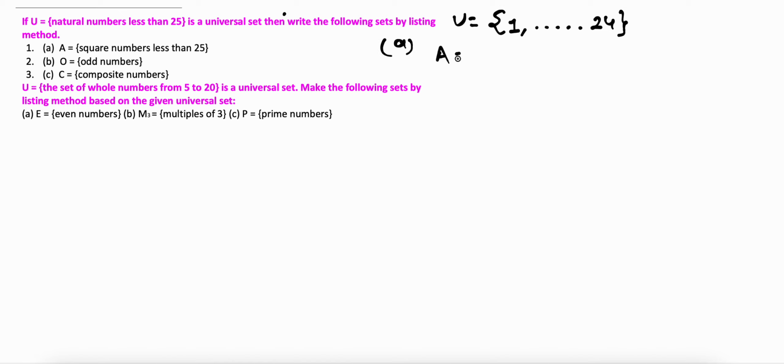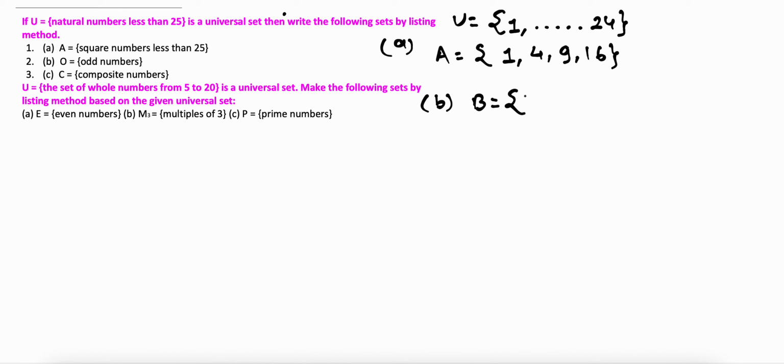A equals square numbers less than 25. This means square numbers less than 25: 4, 9, 16. Then the B question, B set.